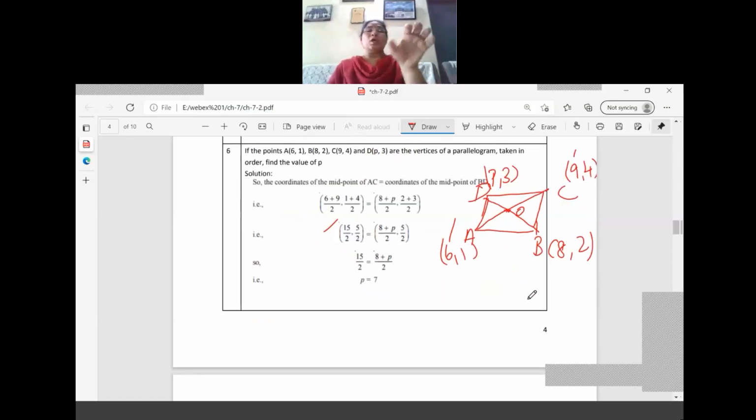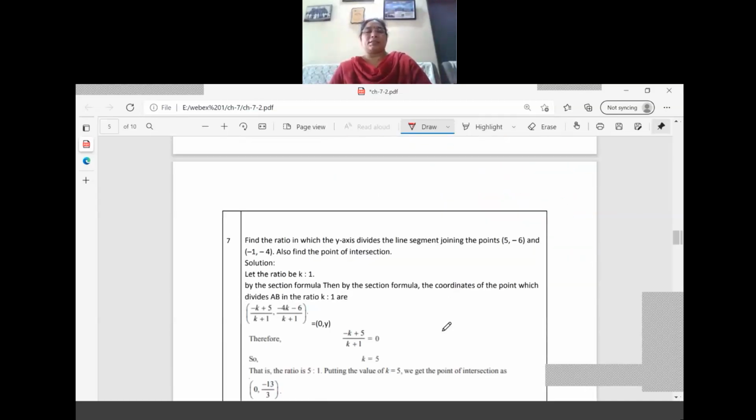Now we need to equate the x value only. Why? Because p is present in the x value. So we equate 15 by 2 to 8 plus p whole divided by 2. We can solve for p, which is equal to 7. So which property have you used here? Diagonals of the parallelogram bisect each other only.